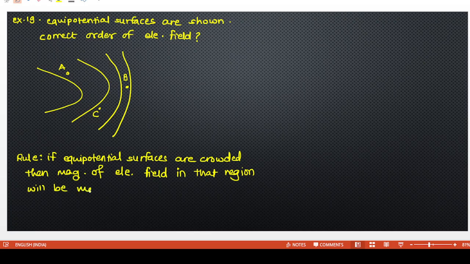So with that logic, at point B they are most crowded. In a region around B they are most crowded. So you can see magnitude of electric field at B is highest. Then at point A they are least crowded. Around point A they are least crowded. So A will be the last. So in between you will have C.